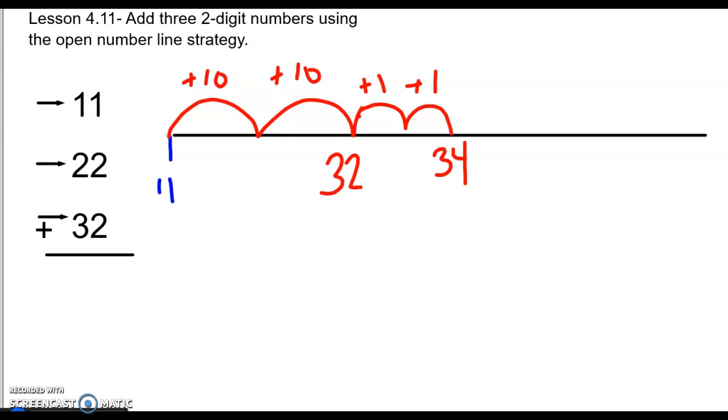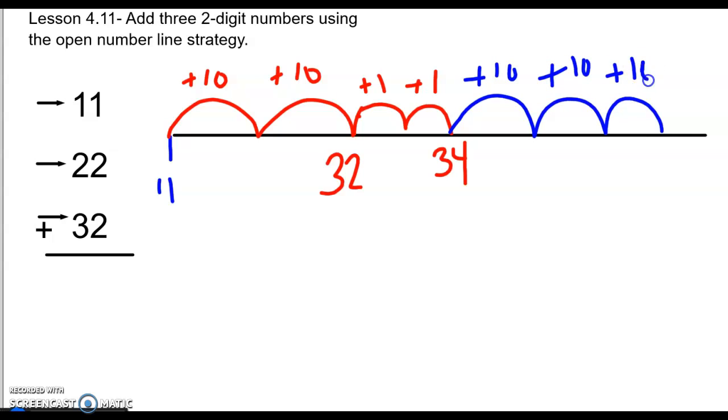And we will start at the 34. Plus 10, plus 10, plus 10. We will count up from 34, adding those tens. 34, 44, 54, 64.